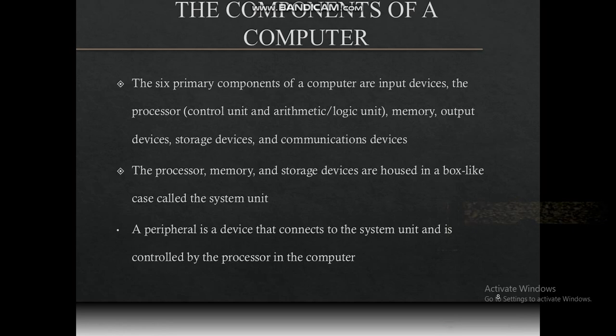memory, and then the output device, that's the screen of the system, then the storage device. The external hard disk, also the hard drive, is also a storage device. Then the communication device, that's the modem that I showed you in the earlier pictures, right? The processor, memory and storage are housed in a box, a case called the system unit. That's the system unit, the brain of the computer, the CPU as well.